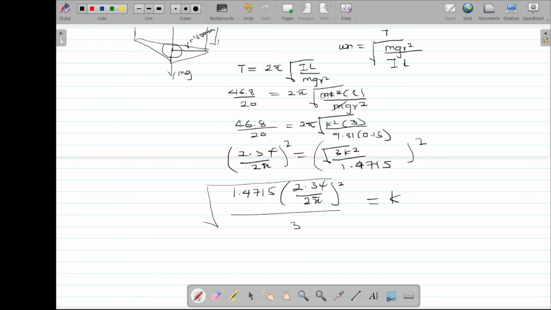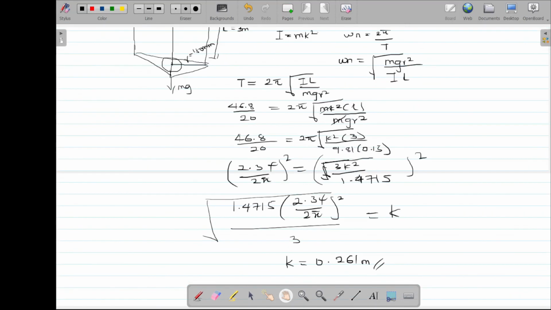Square root is what? K. So you can do it piecewise. It's up to you. You can simplify, you can square both sides, then simplify. So square both sides, find the solution, multiply this to it, divide by 3, then take the square root. Any of them should be the same. So 1.4715 multiplying 2.34 out of 2 pi squared all on 3. So K is equal to 0.261 meter. Okay, so now we know the radius of gyration.